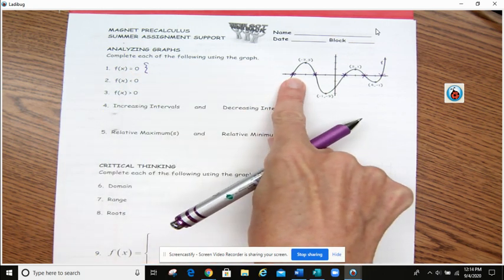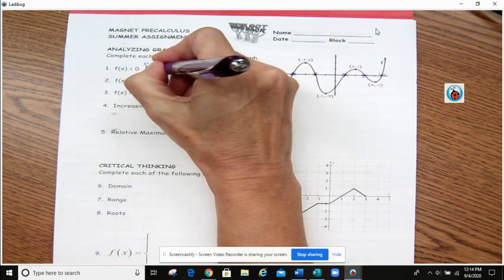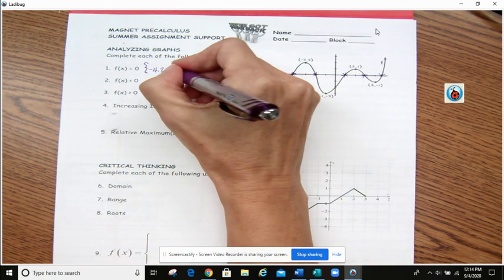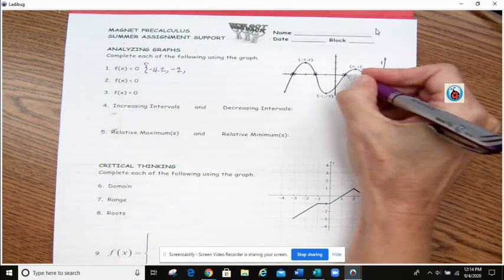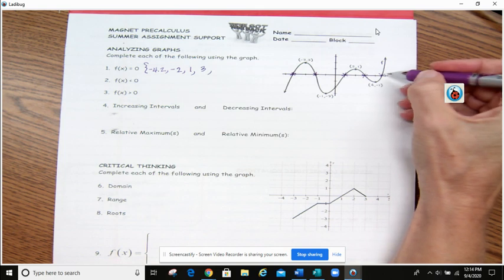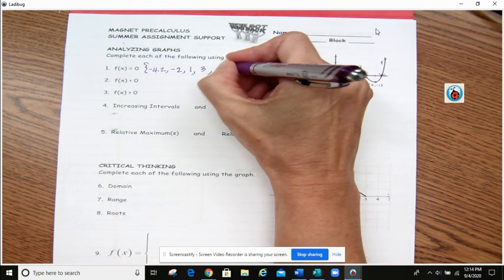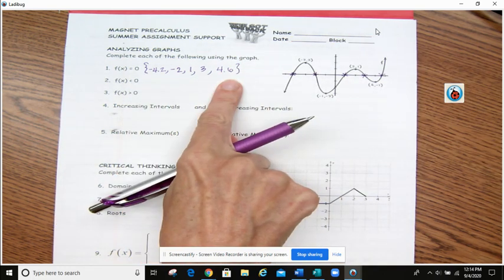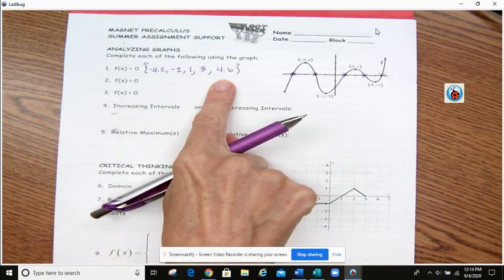So this was a little bit to the left of -4. So I'm going to call that -4.2. If you said -4.1 or -4.3, I mean, as long as it's close, it would be fine. This one is at -2. I have one at 1, 3. And then this one was between 4 and 5. I'm going to call it 4.6. Okay, so again, braces are for listing, and there were 5 x-intercepts to list.